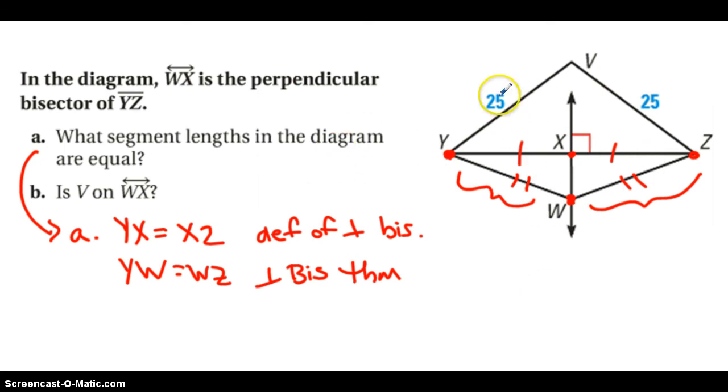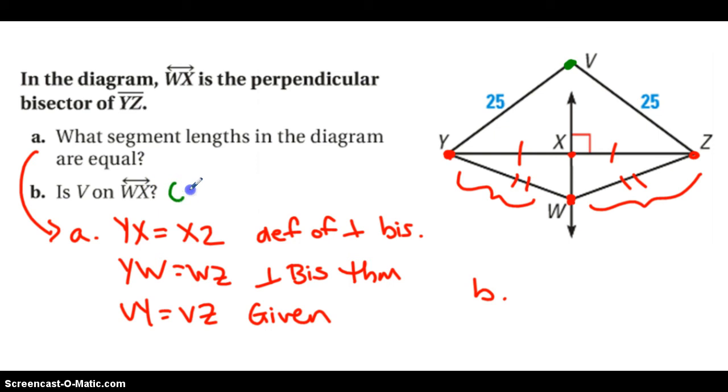And then obviously the other thing that we know to have equal segment lengths is that VY is equal to VZ, and we could pretty much just say that that's given, right? Because we see that. Alright, so that's part A. Part B, it says, is V on line WX? So basically we're being asked here if V is on the perpendicular bisector.